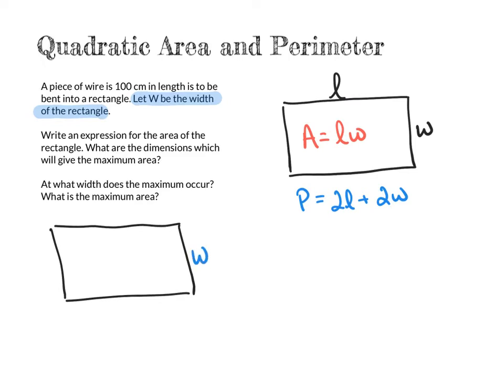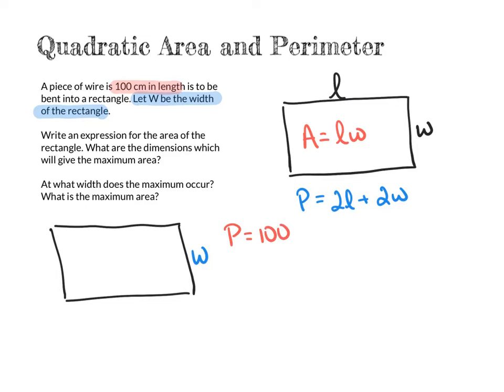And from this, we want to write an expression for the area of the rectangle. What are the dimensions which will give the maximum area? And at what width does the maximum occur? And what is the maximum area? So to do this, we know that we have this variable W already, right? And because of that, we know what they've given us, this 100 centimeters in length. That's what you're bending the wire into a rectangle from. That's going to be your perimeter. So we know our perimeter already. We know P is equal to 100.